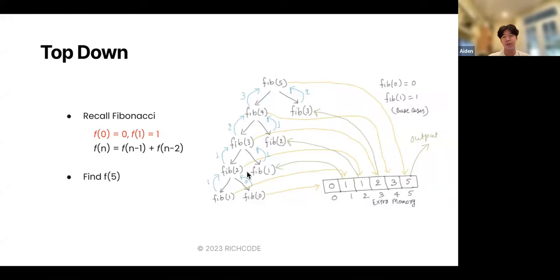If f of 2 is equal to 1 and f of 1 is already equal to 1 from the base case, that means that f of 3 is equal to 2. And we can keep going back upwards. So f of 4 would be equal to 3. And that leaves us with f of 5 is equal to 5.